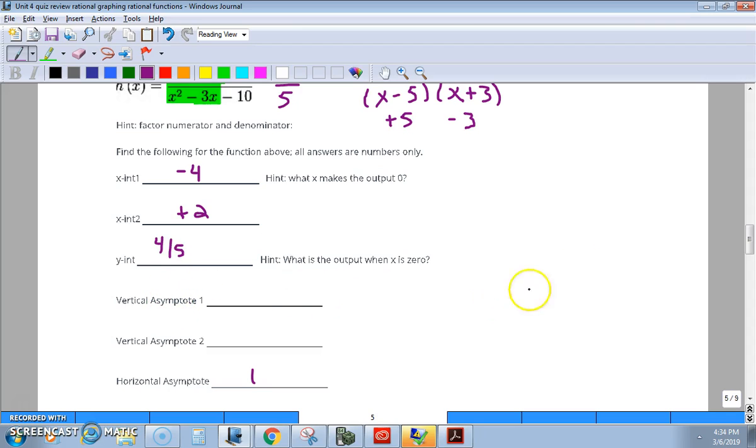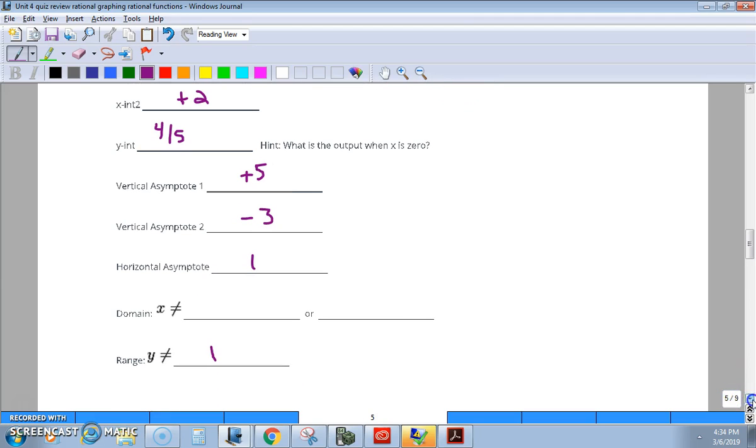My vertical asymptotes I found. One is +5, one is -3. Which makes it really easy to figure out that x cannot be +5 or -3.